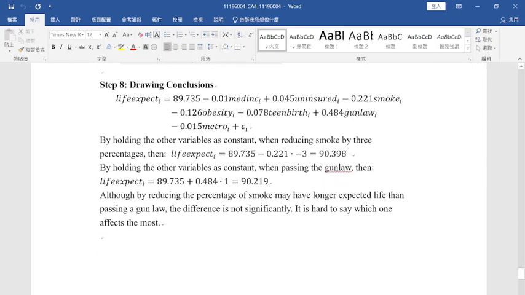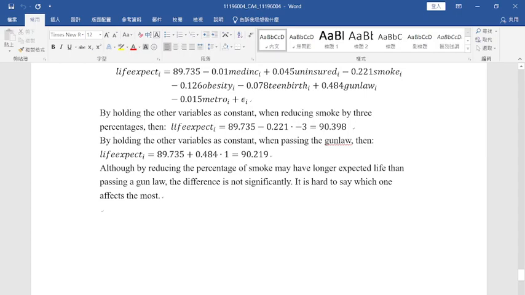And the last step, by holding the other variables constant, when reducing smoke by 3%, we got this number. And by holding other variables constant, when passing the gun law, we got this value. Yeah, I don't know whether I'm correct or not. I think there is not a huge difference between these two values, so I don't know which one affects the most.